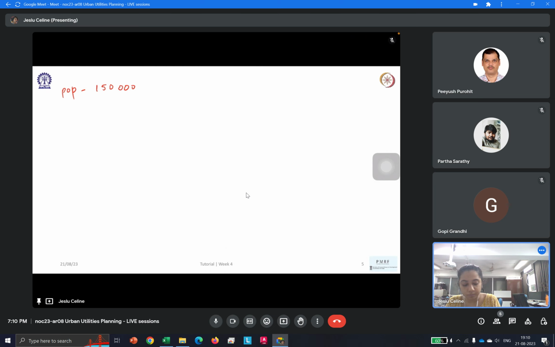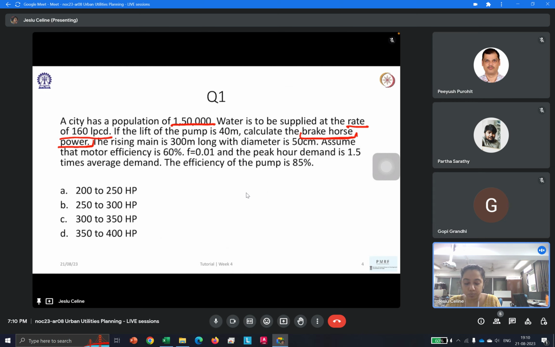Then the water supply rate is also given. The supply rate is 160 LPCD. LPCD stands for liters per capita per day. So for one person, we have 160. For the 1,50,000 people of that region, we'll have to multiply 160 by 1,50,000.